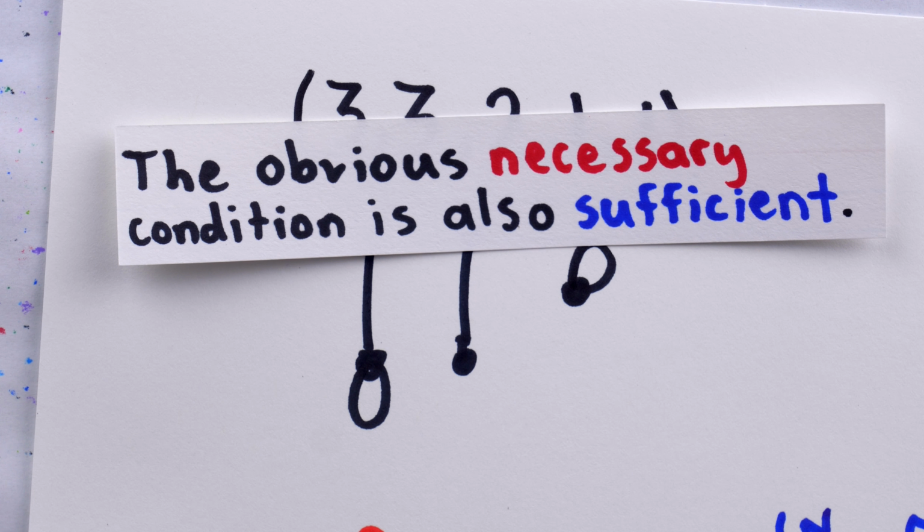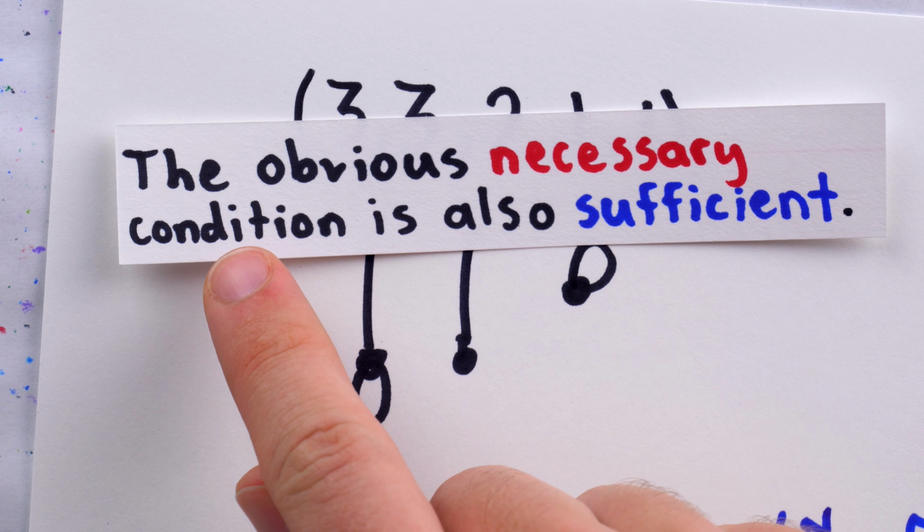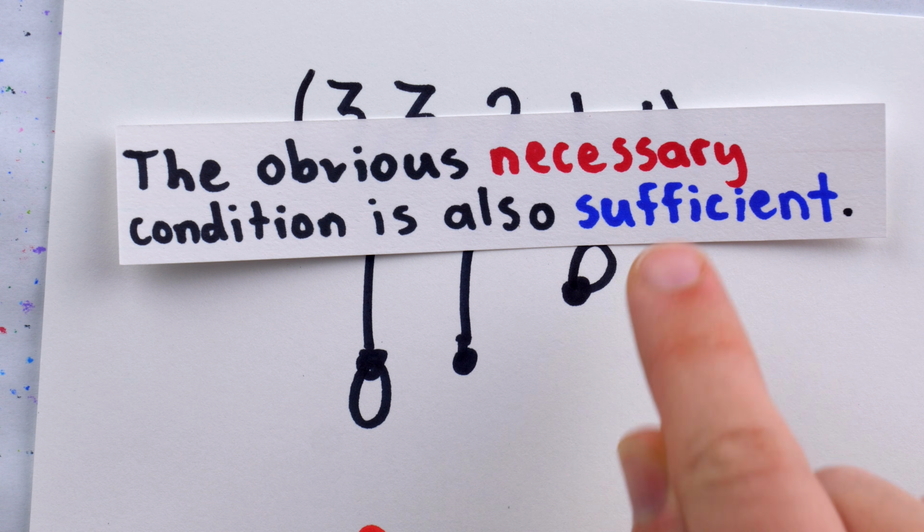Like I said, from everything I can find, this is mostly particular to graph theory, this phenomenon of the obvious necessary condition often being sufficient as well.